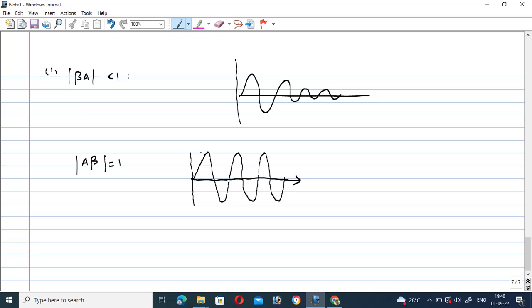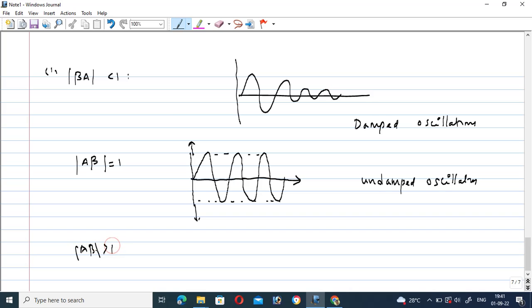Okay, so this is the waveform. This we can call undamped oscillations. This is generally called damped oscillations. The criterion is that if the A beta value is greater than 1, it is exponentially increasing. It starts with a very low value and approaches the maximum.